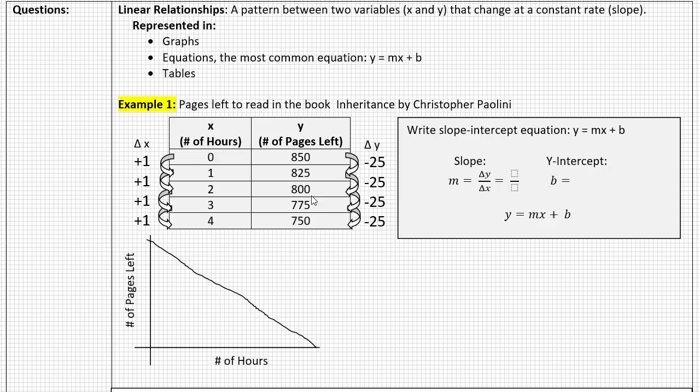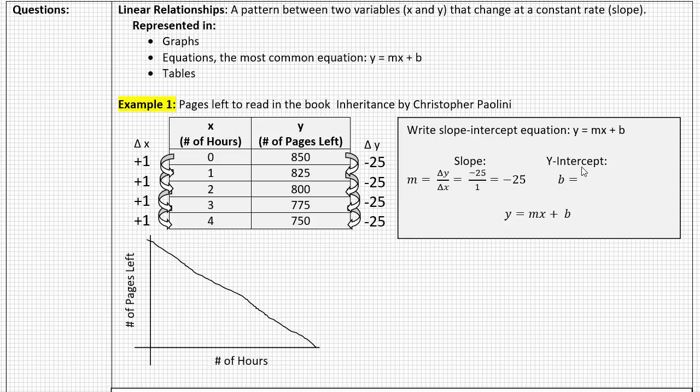So to put this in context, our slope, or the rate of change of how fast I'm reading through this book, is that my change in y is negative 25 over 1, which is equivalent to just saying negative 25. So we're reading through this book at 25 pages per hour, or the number of pages left in the book is decreasing 25 pages for every hour that we read. And that is our slope right here.